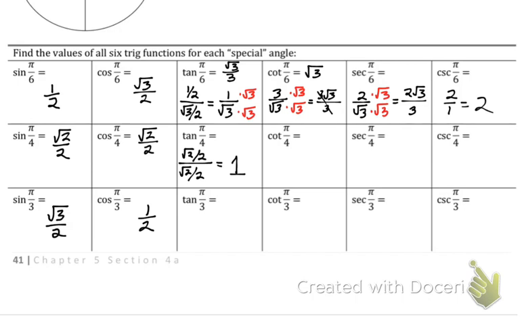Cotangent is the reciprocal of 1. So instead of 1 over 1, it's going to be 1 over 1, but the different ones on top, but it's still just going to be 1. The reciprocal of 1 is still 1.